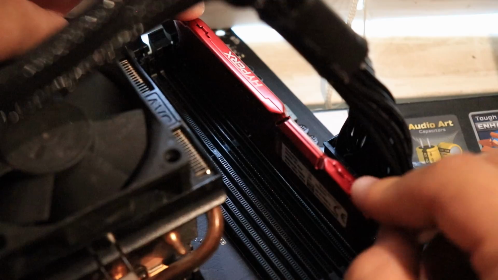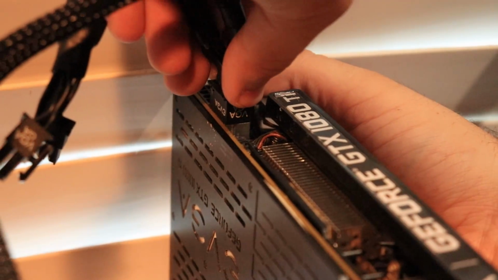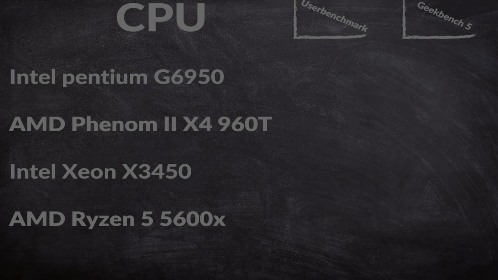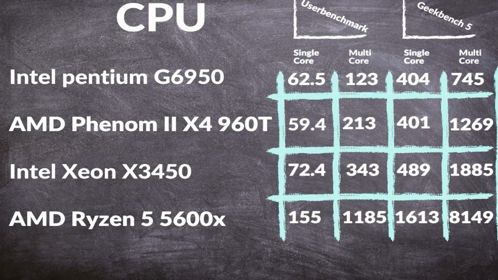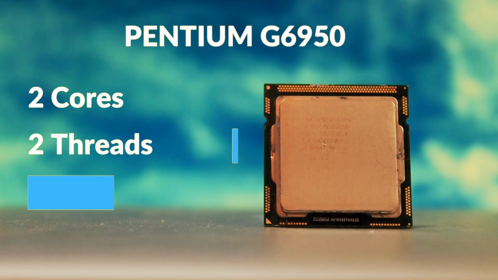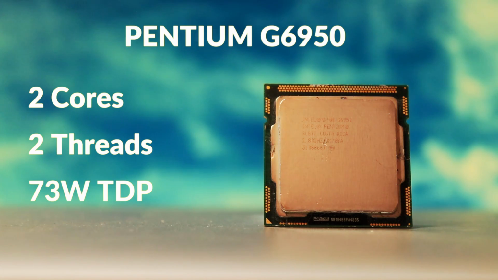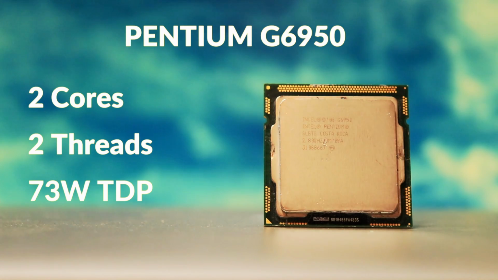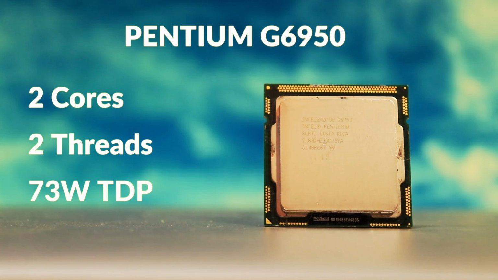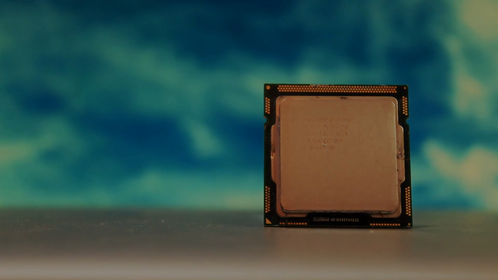So I've built up a few test rigs to run VRChat on just to see how much CPU actually matters. And these are the scores of those from my favorite benchmarks. Up first, we have the Pentium G6950. Now this is a chip from somewhere in the 2010s, I believe. Very old. Single core is roughly half of what it is now, a little more if you go up to the top of the list. The real problem is that it has 2 cores.